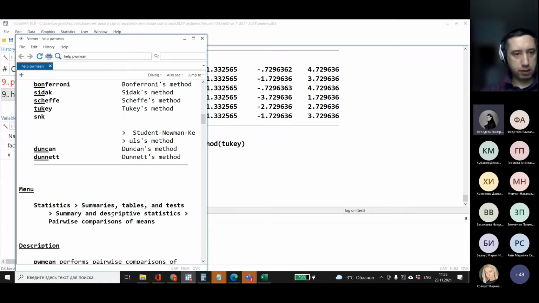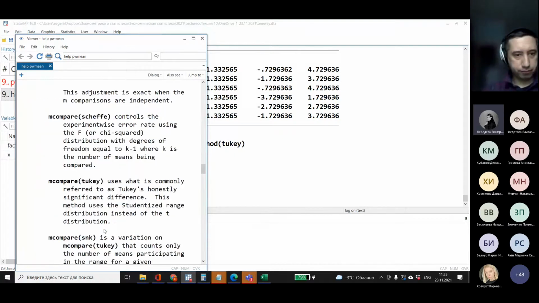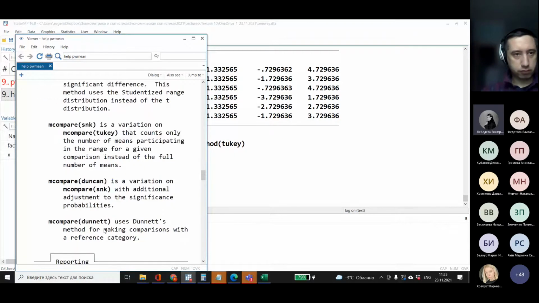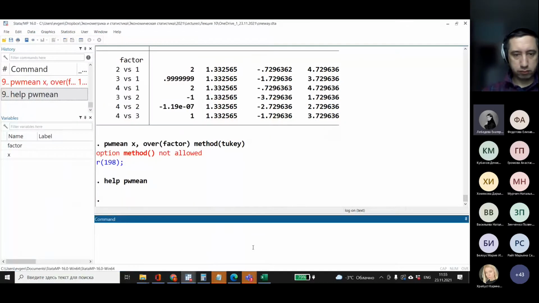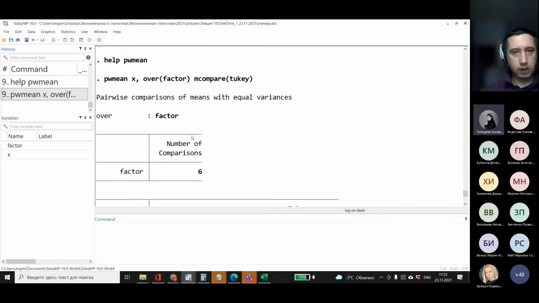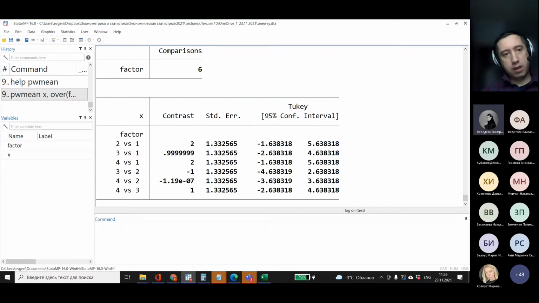Yeah, Tukey is here, and we can use the mcompare option to rely on the Tukey method. Well, if you want to check yourself.